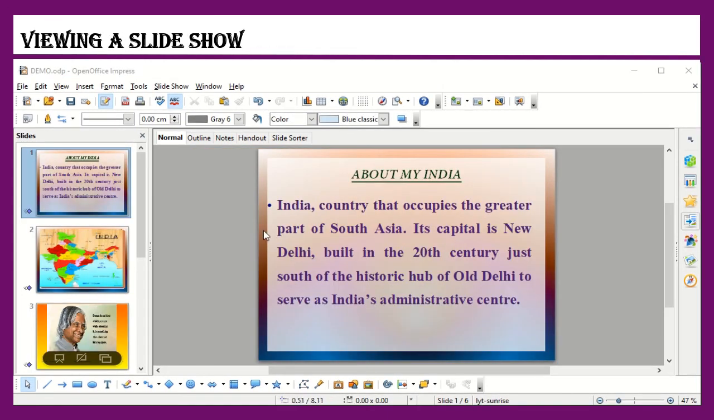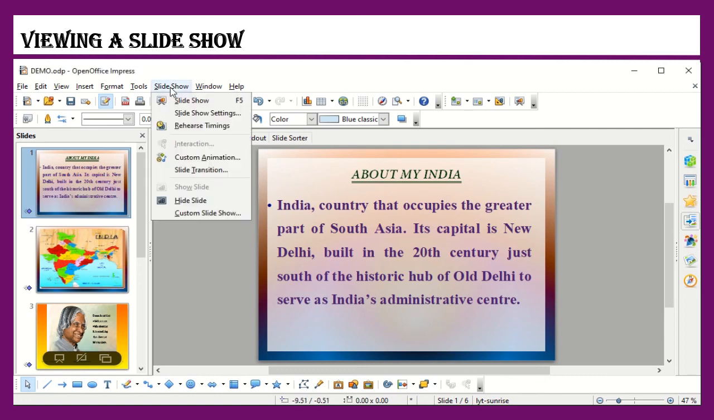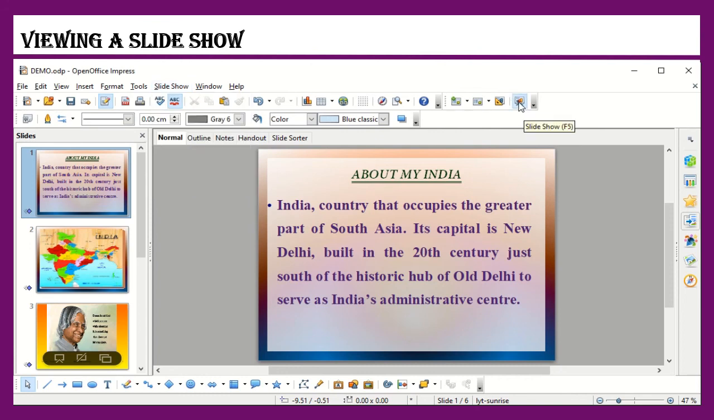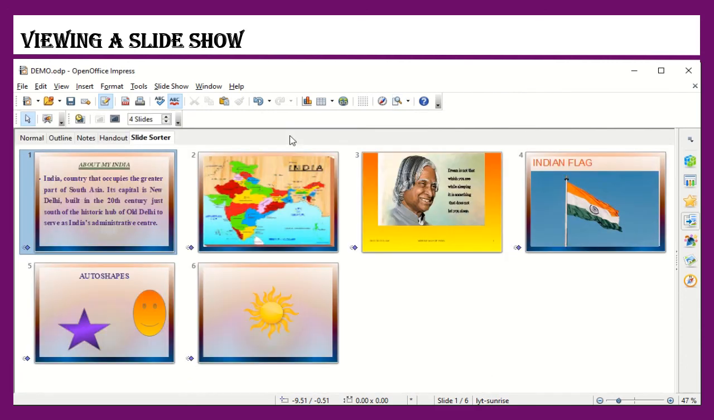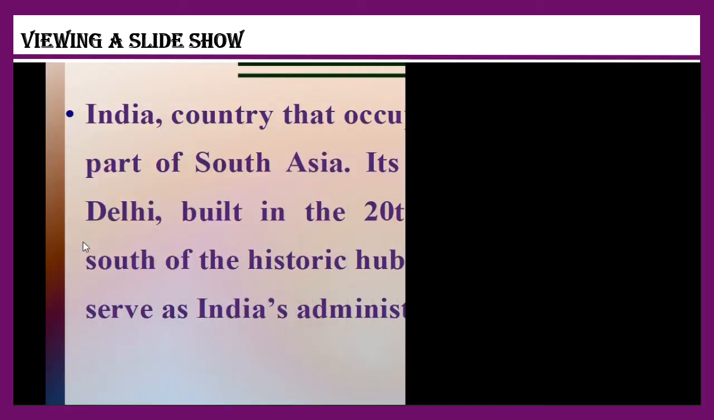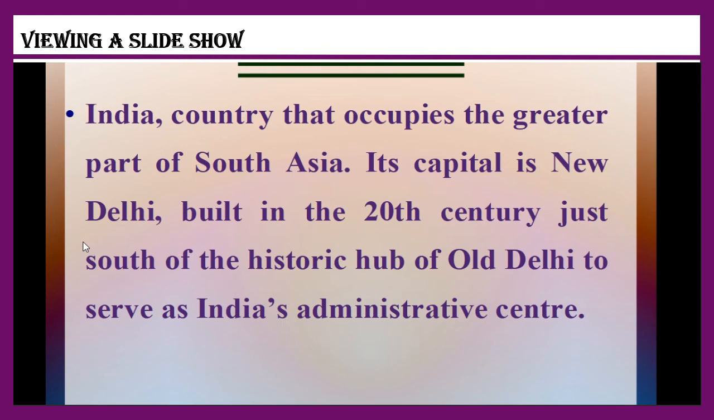You can also view a slideshow in different ways, children. You can press F5 or F9 key, or else you can go to slideshow menu and select the slideshow option, or else you can select the slideshow button on the presentation toolbar, or else you can go to the slide sorter and here you could see this option, children, start slideshow. Select this. So like this you can view a slideshow in different ways, children.